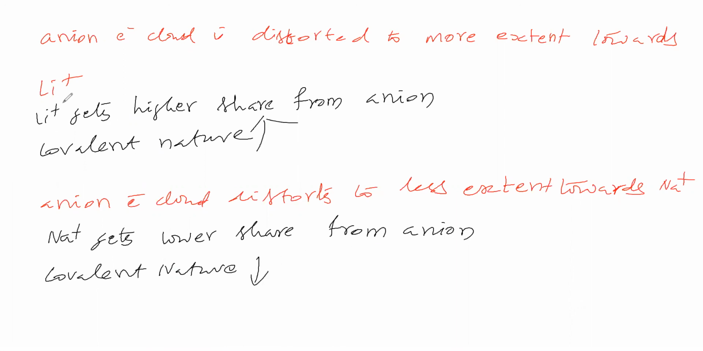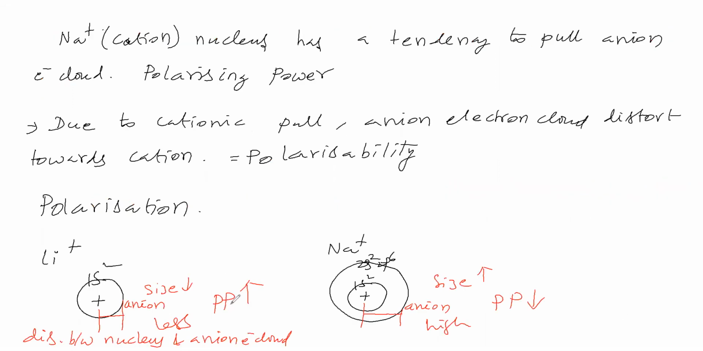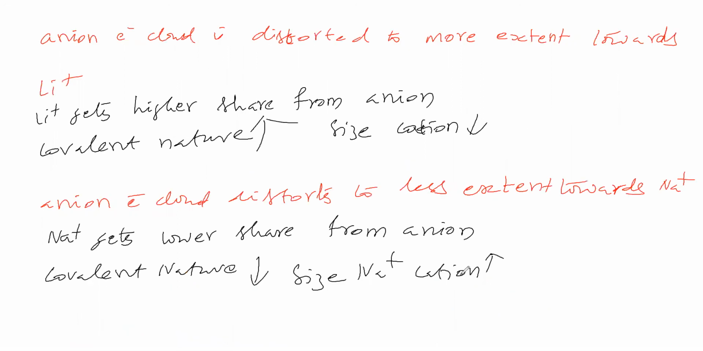Now we said the size of the Li plus cation is less and the size of the Na plus cation is more. So our expectation is that if the size of the cation is less, covalent nature will be more; if the size is high, covalent nature will be low. Why? Because polarizing power is high for less size and small for higher size. That is our expectation. Now we'll see what the experimental result says.